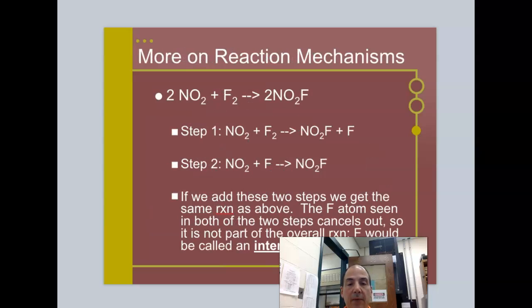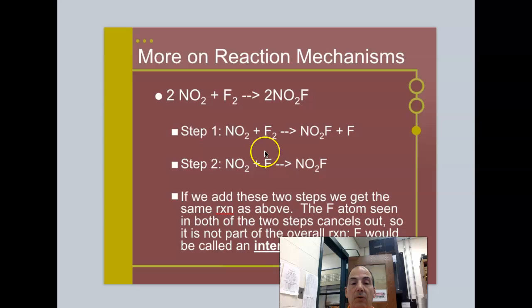So here is a mechanism for that reaction we were just looking at. One of the nitrogen dioxides collides with the fluorine molecule and splits that fluorine molecule. Part of it sticks to the NO2 and the other piece floats off. Well, fluorine does not like to be monatomic, so that fluorine atom now collides with a second NO2 to make a second NO2F.